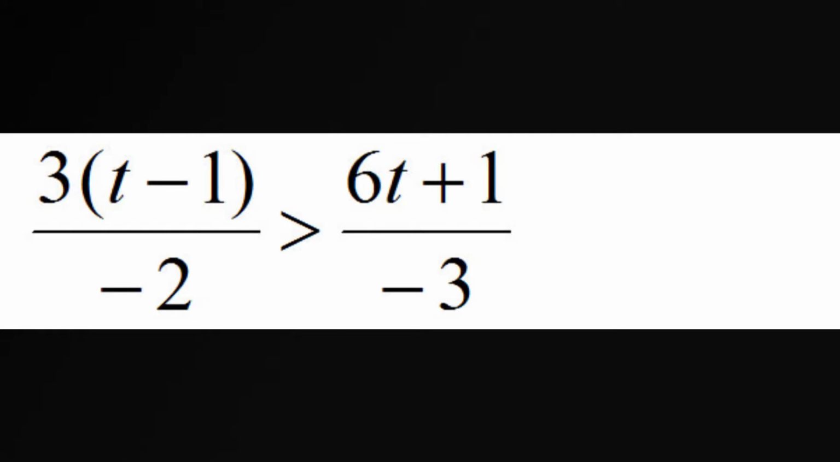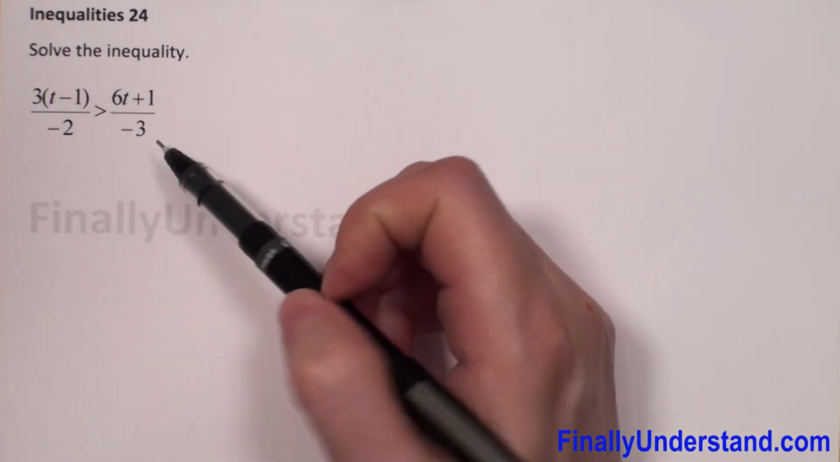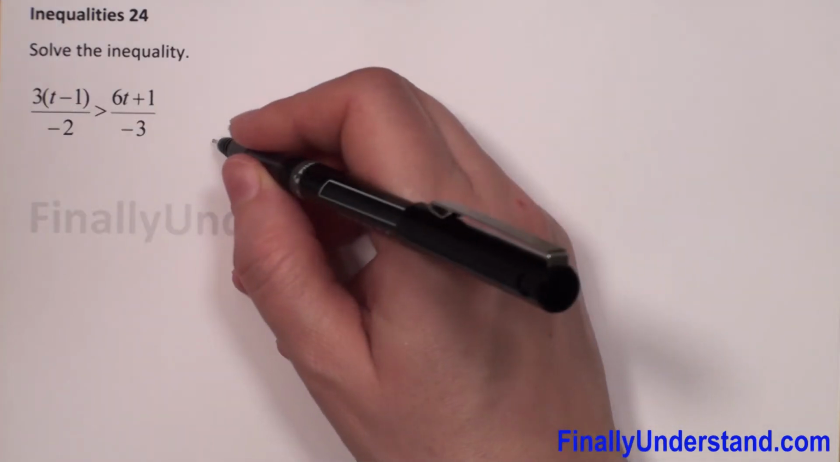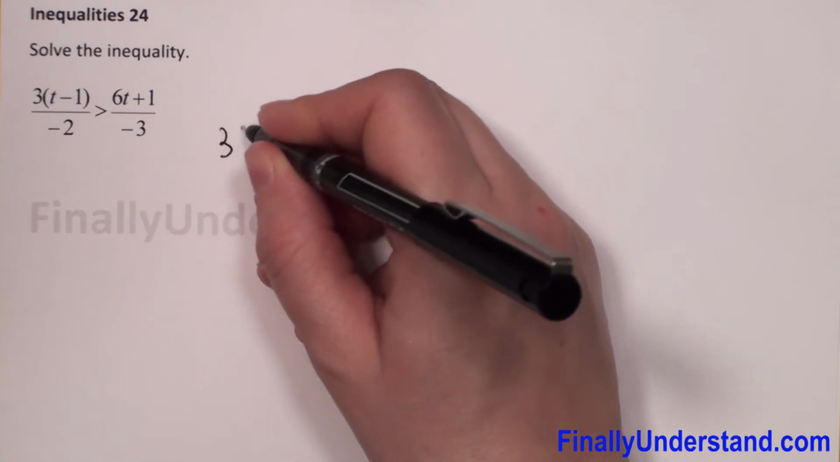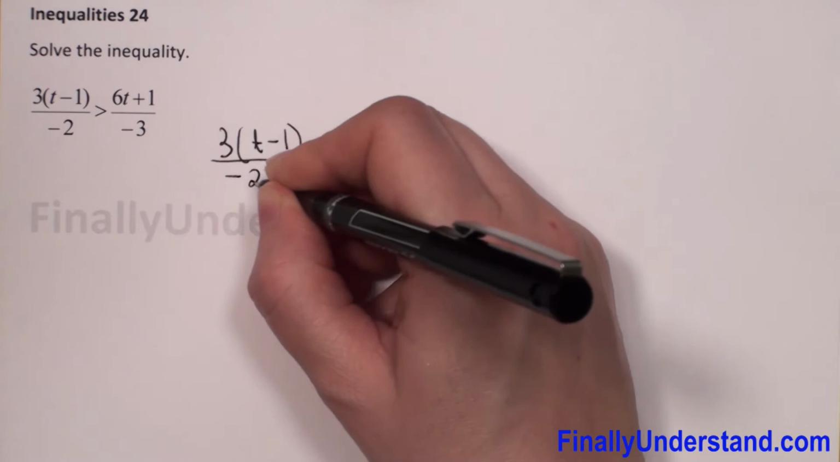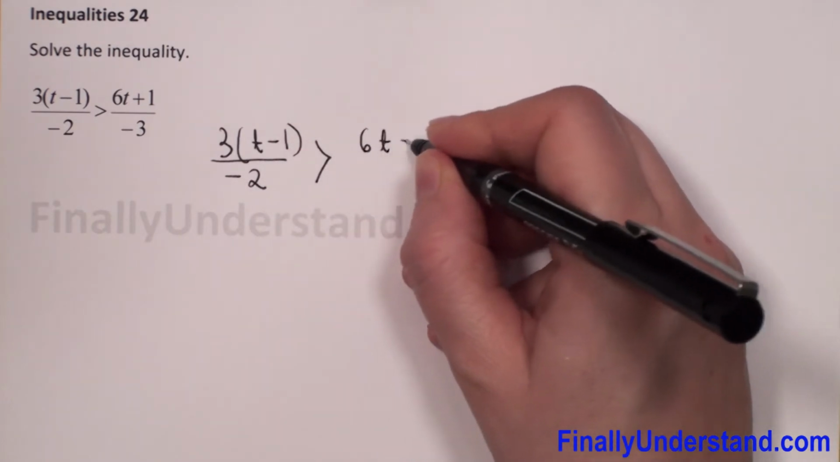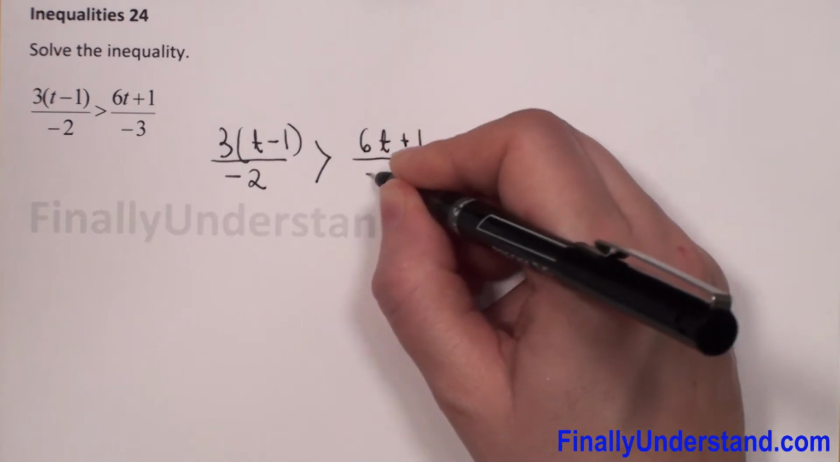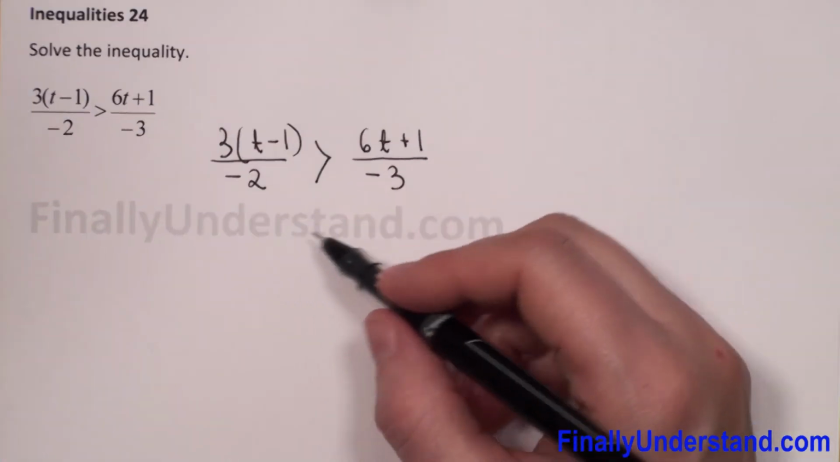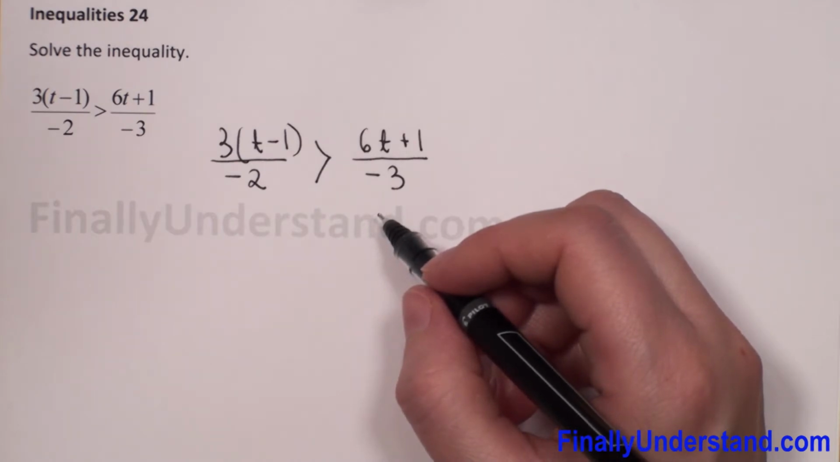We have the next inequality. To solve it, we have to find all possible values of t for which this inequality is true. Let me copy this example first. I have (3 times (t minus 1)) over negative 2 is greater than (6t plus 1) over negative 3. Because we have fractions on both sides, I will multiply by the common denominator.